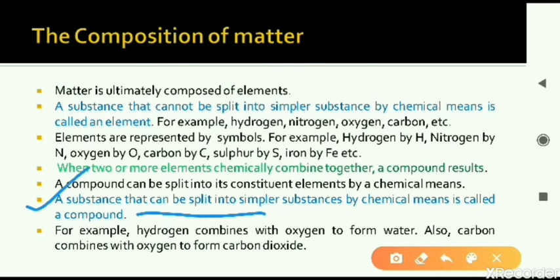That is in the definition also given here. Let us read. A compound is a substance that can be split into simple substances by chemical means. If we compare both definitions, only one word difference is there. In element we were reading cannot be split, here we are reading can be split. So if something can be split by chemical means, it is a compound. If something cannot be split by chemical means, it is an element.